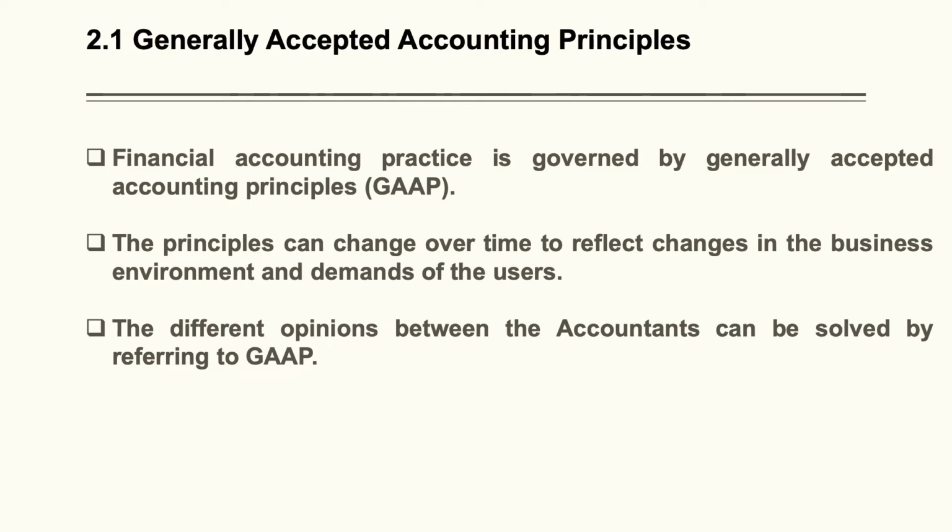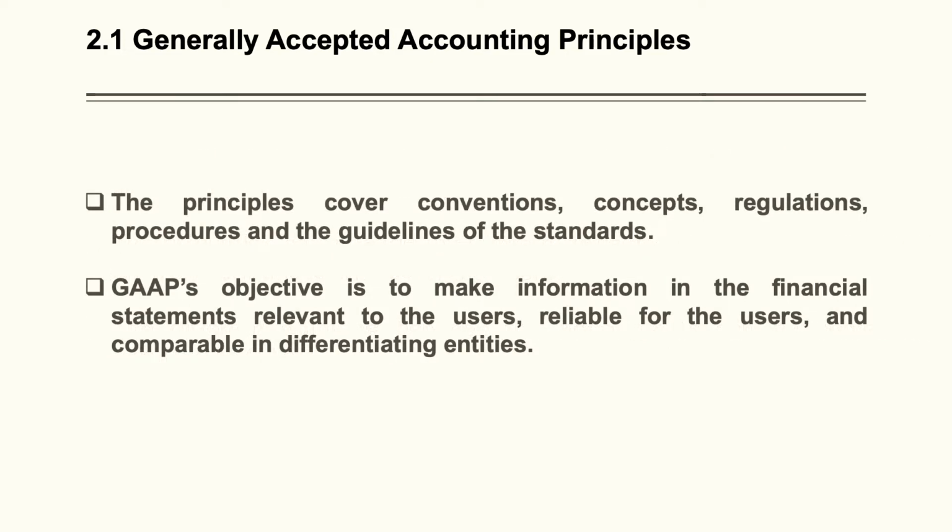Here again, let me tell you, if we have any different opinion between the accountants, we can solve it by referring to GAAP, Generally Accepted Accounting Principle. This GAAP covers convention, concept, regulation, procedure, and the guideline of the standard. So the main objective of the GAAP is to make information in the financial statement relevant to the user, reliable for the user, and comparable in different entities.